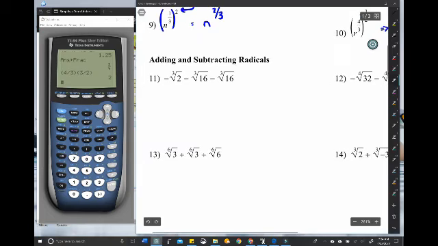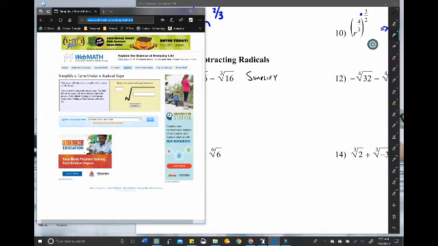Probably the most challenging parts are adding and subtracting radicals. Remember, as long as the radicals are the same, you can add them together. What I recommend doing is simplify first. So let's simplify first. I shared a link with you guys on Schoology, nth root calculator. If you go to that, it'll make your life much easier.